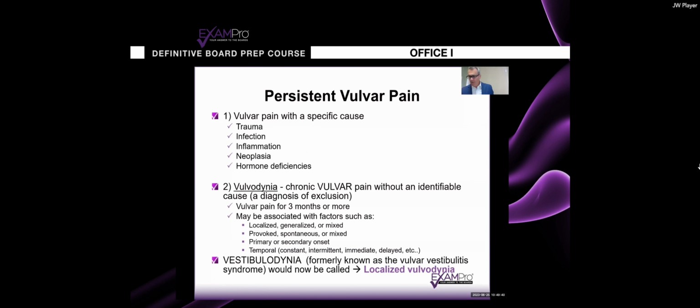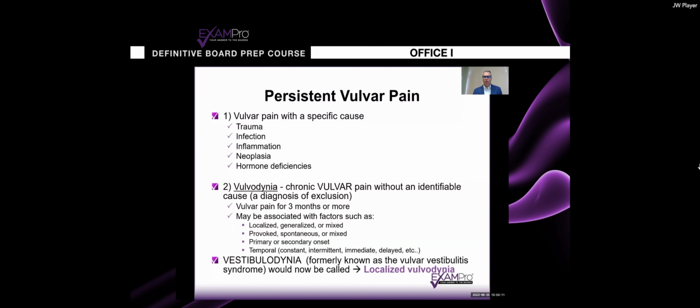All right, I'm going to move on. We're going to talk for a few minutes about persistent vulvar pain. So first, as this slide talks about, we can have vulvar pain with a specific cause due to trauma, infection, inflammation, neoplasia, hormonal changes. And then we can have vulvar pain where there is no identifiable cause. And that's what we talk about as vulvodynia. And ACOG has a committee opinion on this topic. I think it's number 673 off the top of my head from a few years ago.